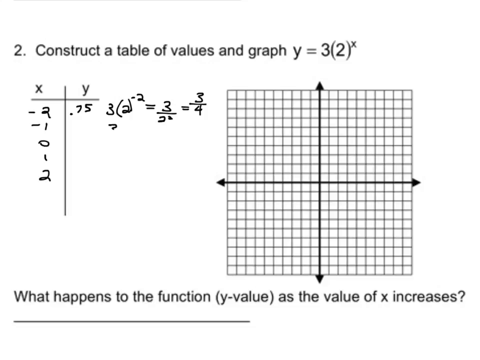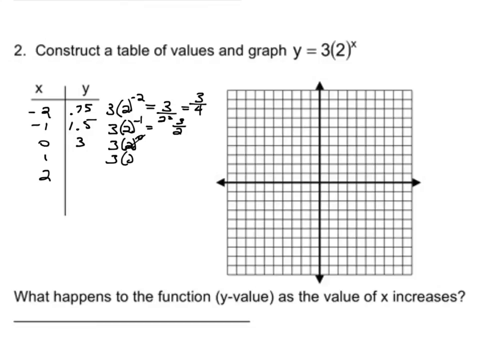Then for the next one, we have 3 times 2 to the negative 1, which is 3 over 2 to the first, 3/2, and that's going to be our 1.5. 3 times 2 to the 0 power, again, is 3, so that point's on both the graphs.